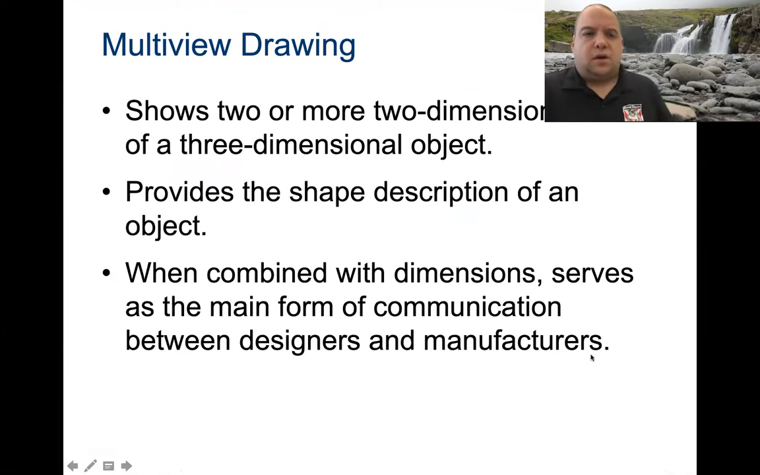All right. So multi-view drawing shows two or more two-dimensional views of a three-dimensional object. Okay. So two-dimensional, meaning on a piece of paper, we are taking an object in real life and getting it down onto paper and showing that in either two or three views. All right. It provides the shape description of the object because you'll be looking at it from multiple directions.